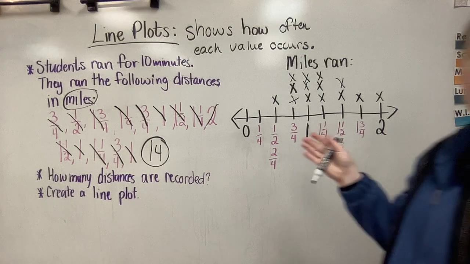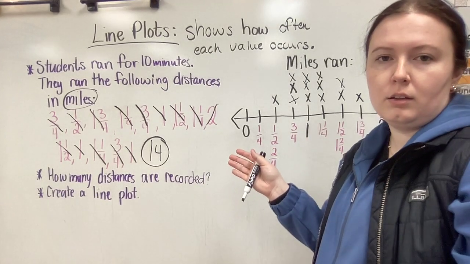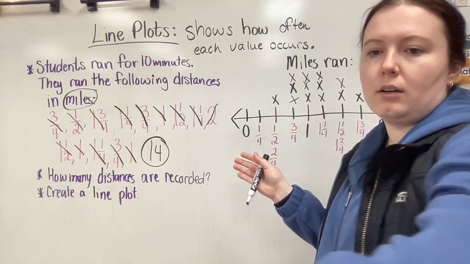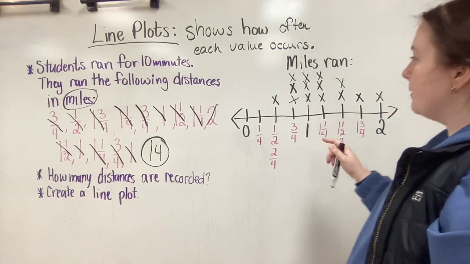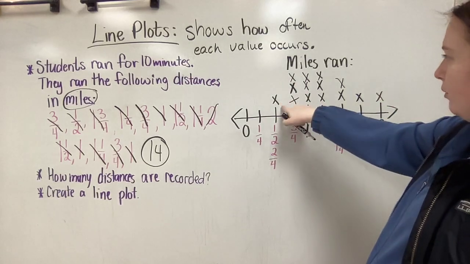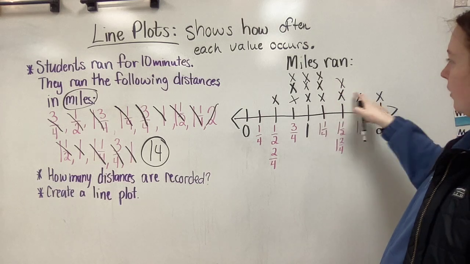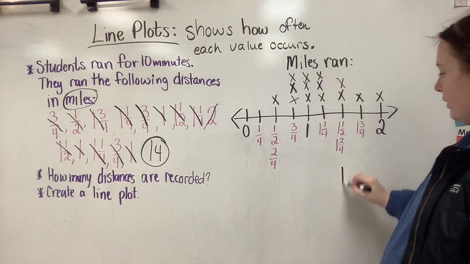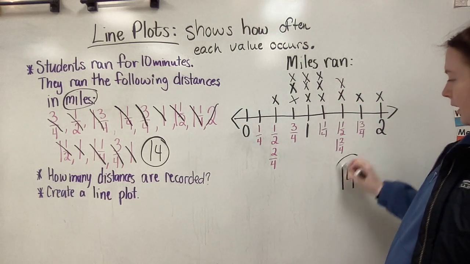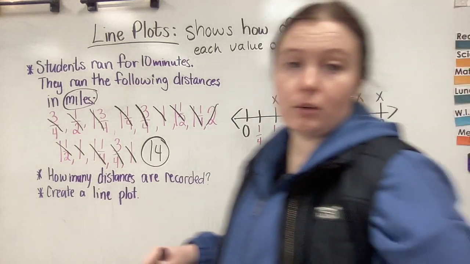Okay, so now, once I've got all those recorded, I'm going to go through and check if I have 14 of these up here. I'm going to count my X's. So I have 1, 2, 3, 4, 5, 6, 7, 8, 9, 10, 11, 12, 13, 14. So I have a total of 14 X's. That means I filled out the whole number line.